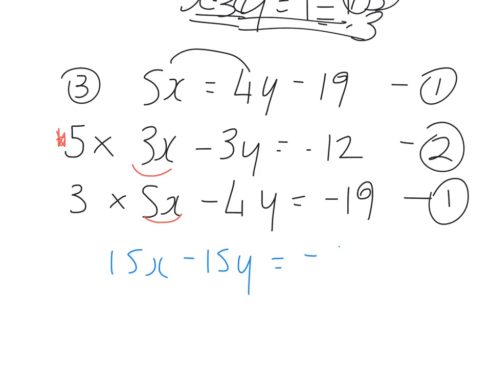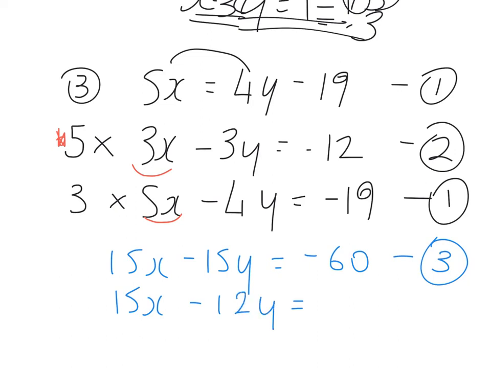If you need to go to the side, go to the side. Most important thing is take your time and be careful. That's equal to minus 60, and that's equation 3. Okay, so equation 1, I'm now going to multiply that by 3. So that's going to be 15x minus 12y is equal to, again, take your time, go to the side if you need to, minus 19 times 3, and that's minus 57.